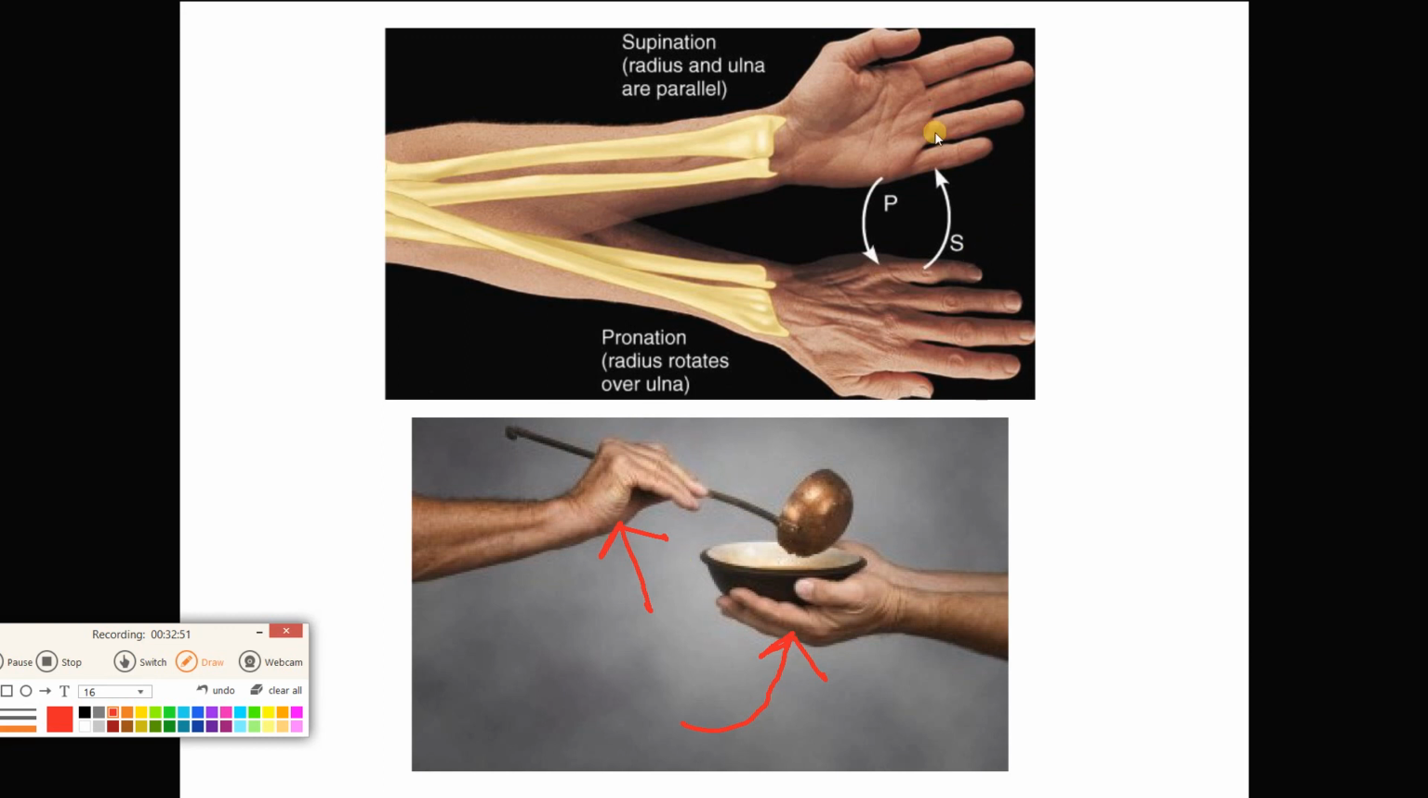When you're supinated, up top here, your radius and your ulna are parallel. When you're pronated, your radius crosses over your ulna. You're spinning the radius on that little bony capitulum.